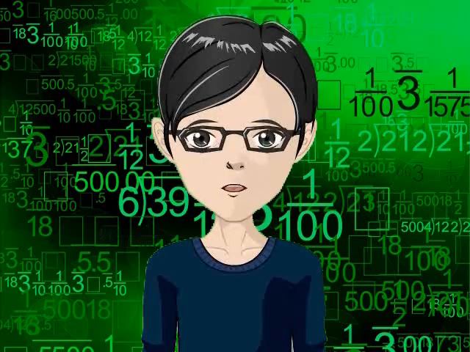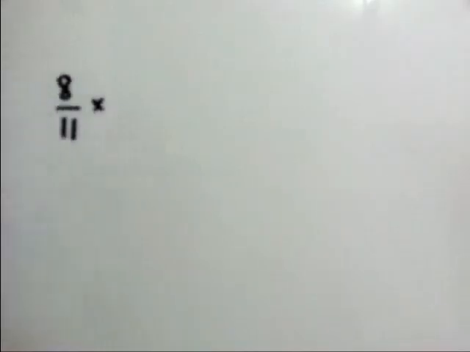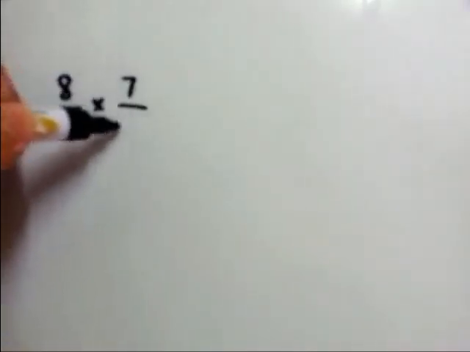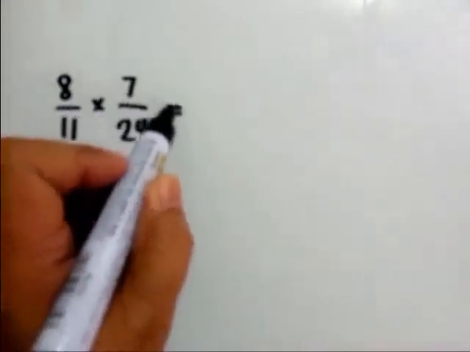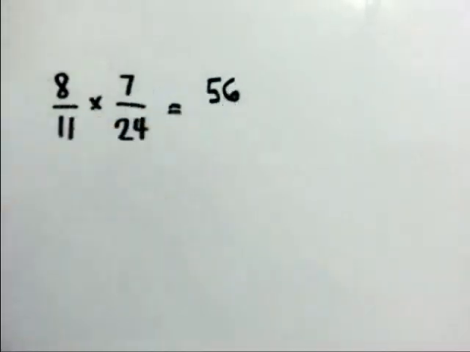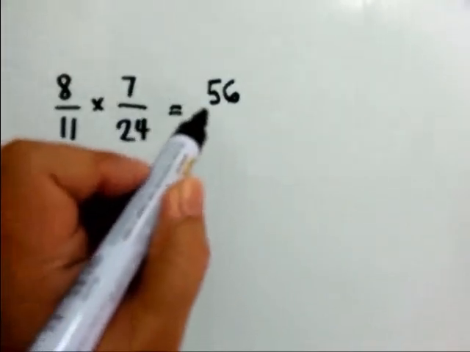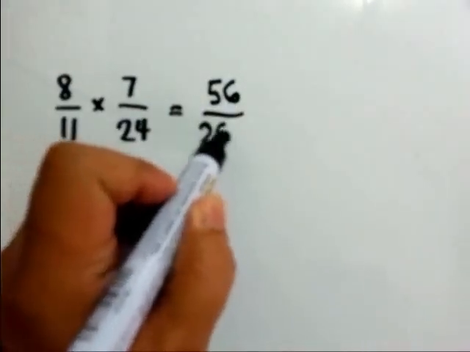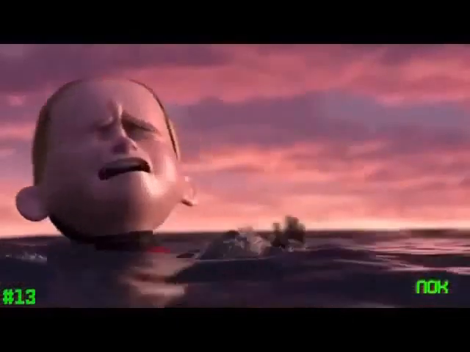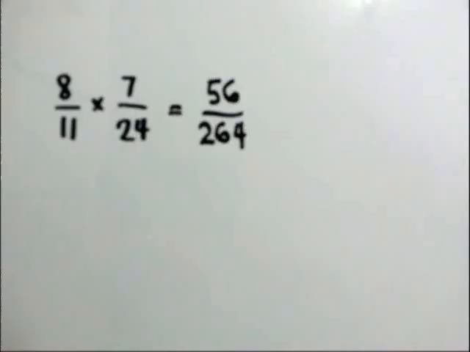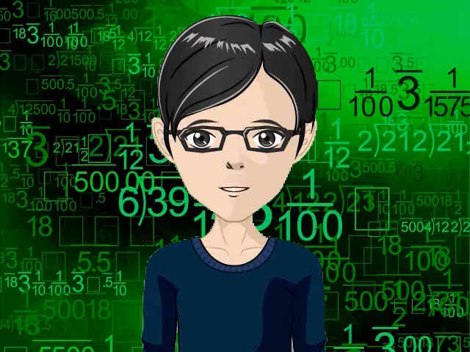Pero may idadali pa yan. What if we have 8/11 times 7/24? Medyo malalaking numbers yan. Kapag nag-multiply tayo, that's 8 times 7 equals 56. 11 times 24 equals 264. And we have 56/264. Ang laki, di ba? Pwede natin siyang i-reduce to lowest term pero medyo mahirap na to. So how do we simplify this?